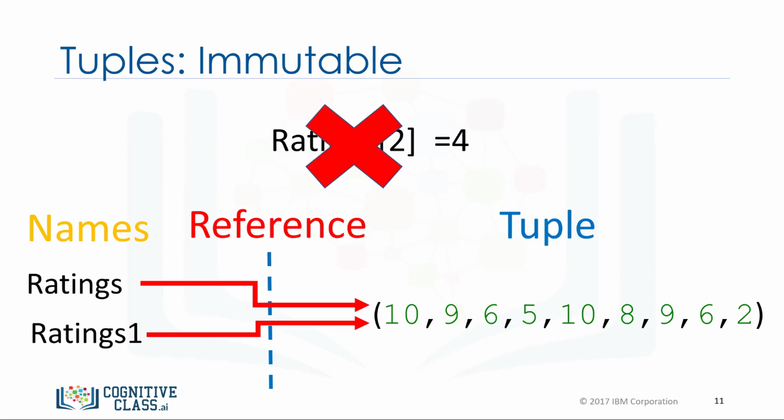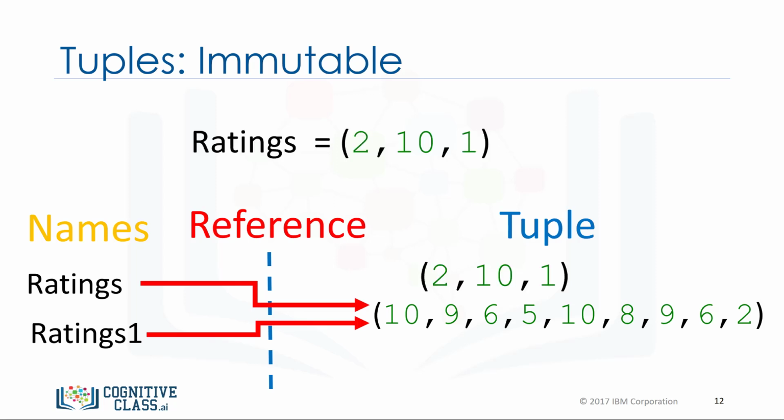Let's say we want to change the element at index 2. Because tuples are immutable, we can't. Therefore, ratings1 will not be affected by a change in ratings because the tuple is immutable, i.e. we can't change it. We can assign a different tuple to the ratings variable. The variable ratings now references another tuple.